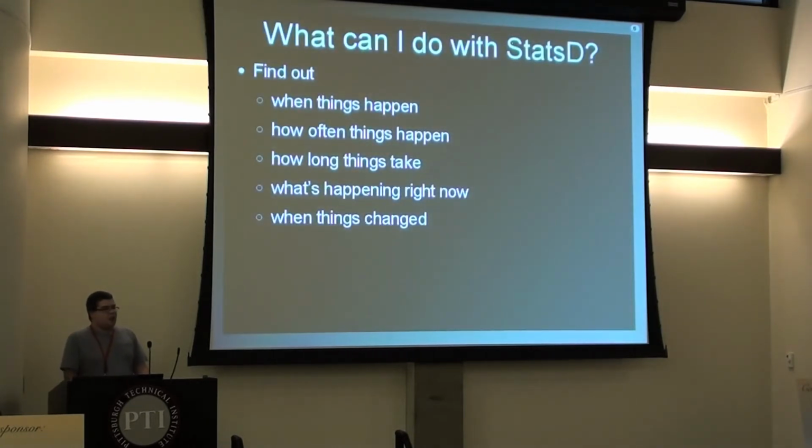So StatsD is a way for you to drop something into your app and find out what is going on. When do things happen? How often, how many times a second or how many times a day do people use this feature? How long does it take to generate a page? How many queries am I sending to the database? And more importantly, how have things changed? What's going on right now, and has it always been that way? Has it gone up? Has it gone down? Did it change when we did this deploy? All of those things are things that you really need to know sometimes if you're trying to make an app run reliably.